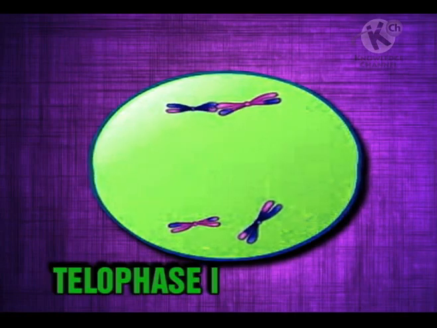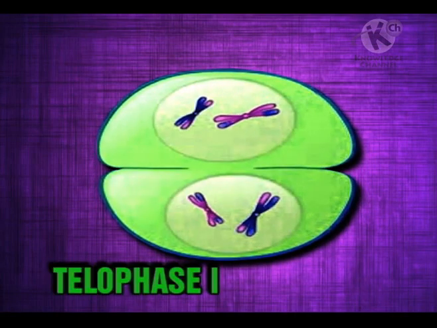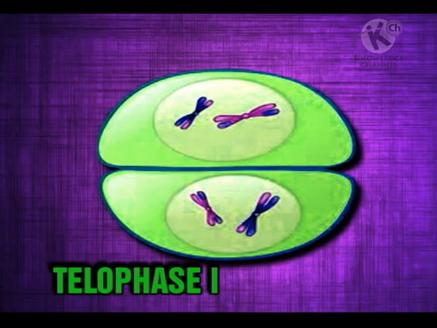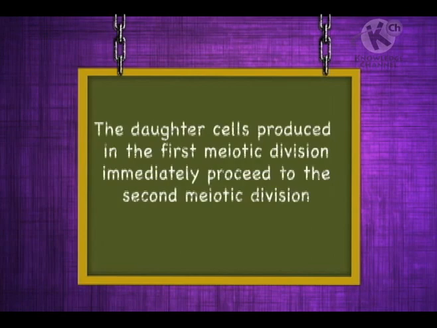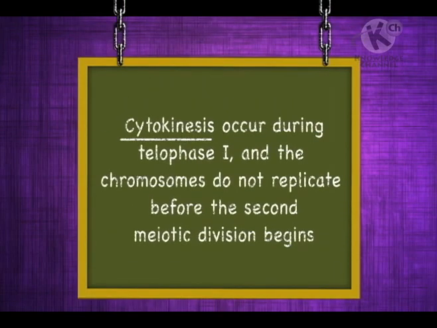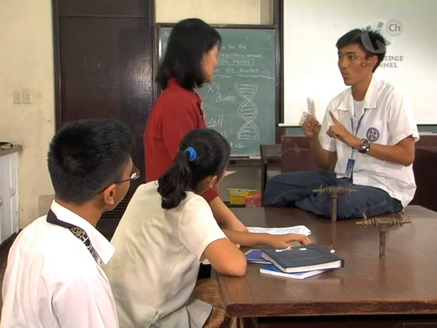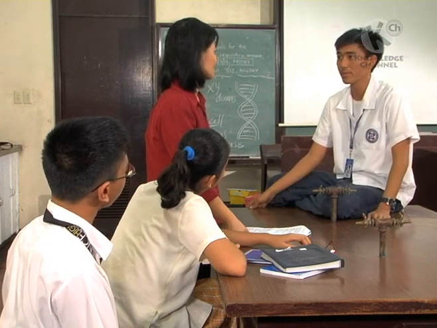In some cells, the chromosomes uncoil, the nucleoli and the nuclear membrane reappear, and then a pause occurs before meiosis 2 begins. In other types of cells, the daughter cells produced in the first meiotic division immediately proceed to the second meiotic division. In either case, cytokinesis occurred during telophase 1, and the chromosomes do not replicate before the second meiotic division begins. Ma'am, if after meiosis 1, 2 cells are produced, one big and one small, what's produced after meiosis 2? Meiosis 2 produces 2 cells, one big and one small, out of the first big cell.